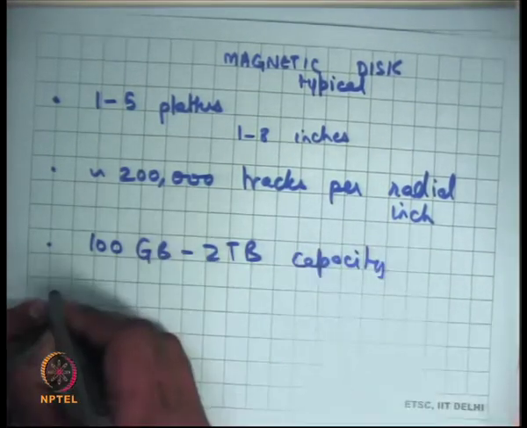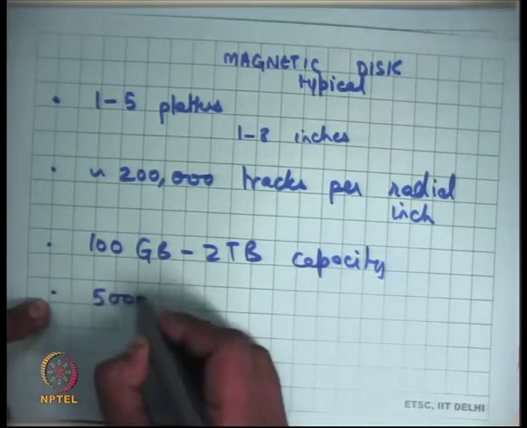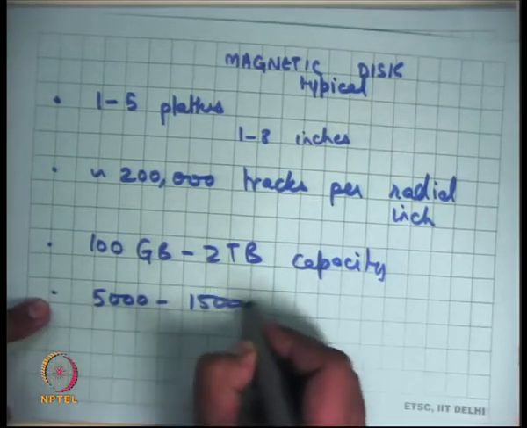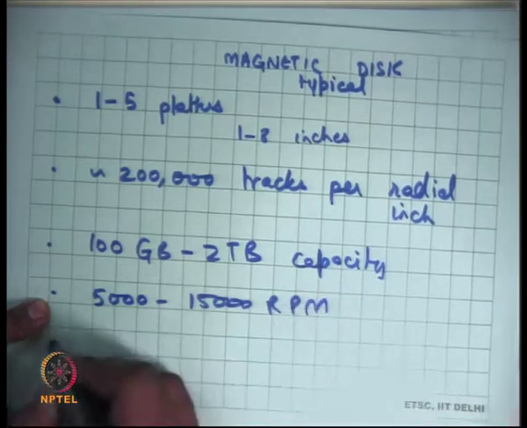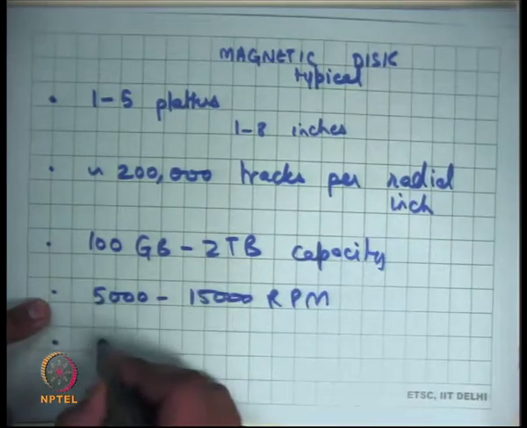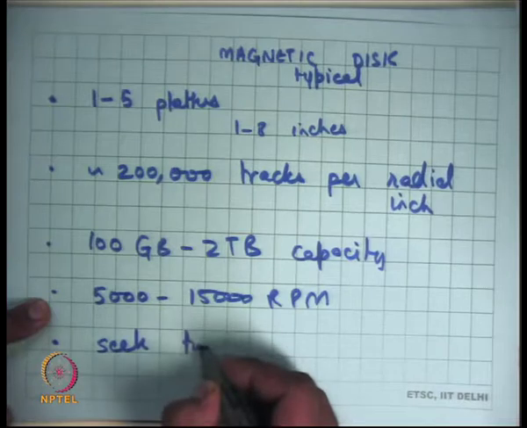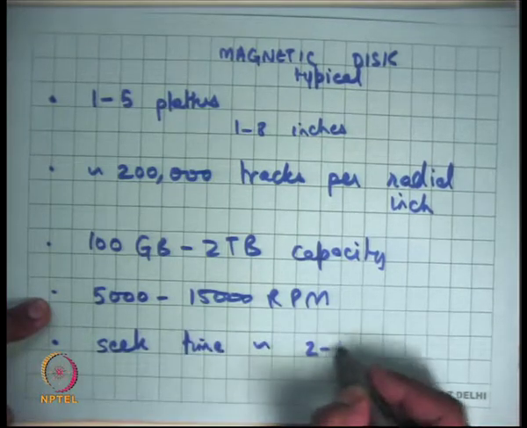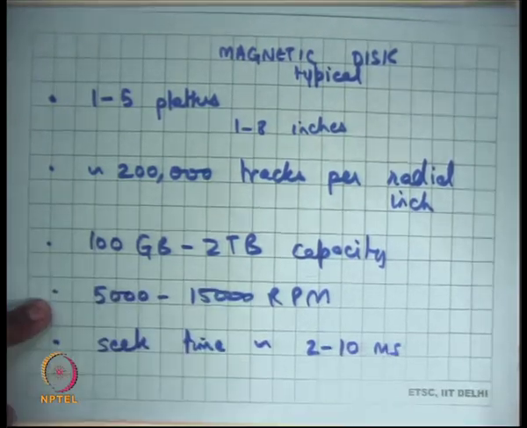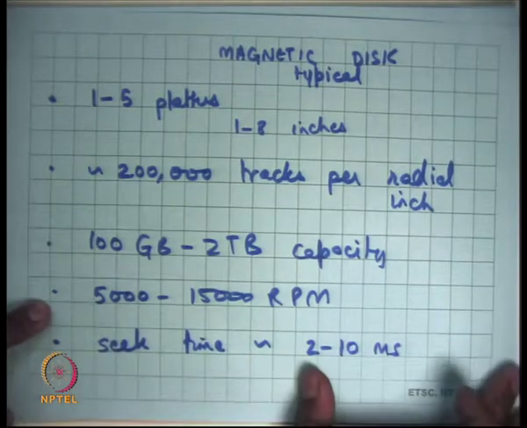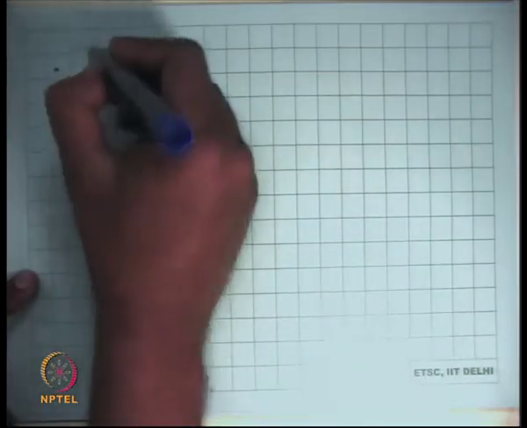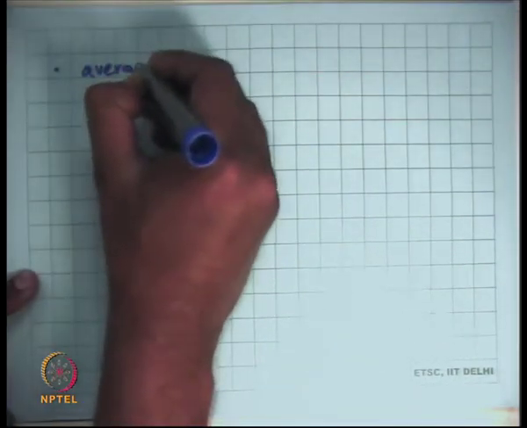We have already seen the rotational speeds. They are 5,000 to 15,000 RPM, all right. Seek time typical is 2 to 10 milliseconds, all right. And let's see, average rotational latency.